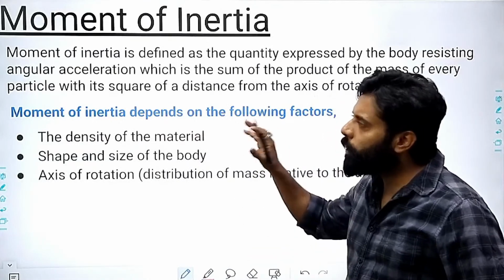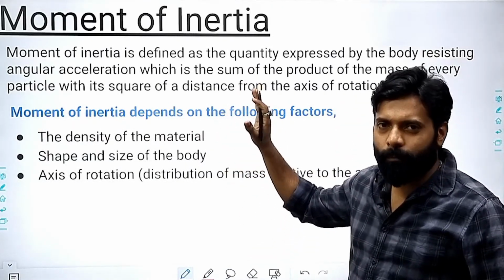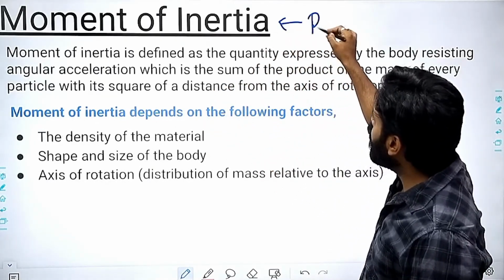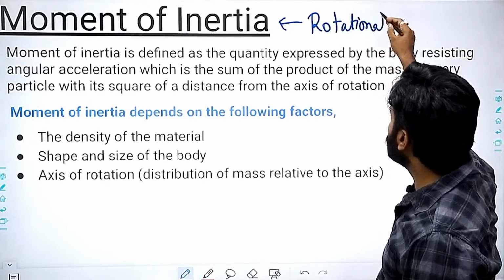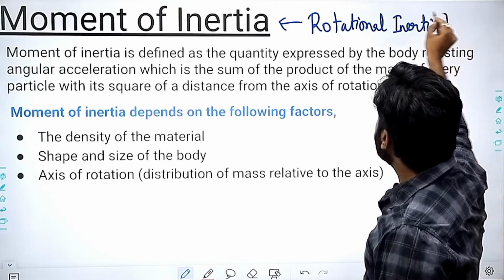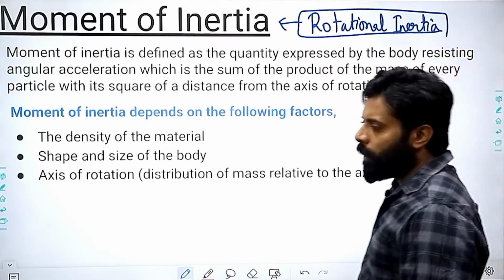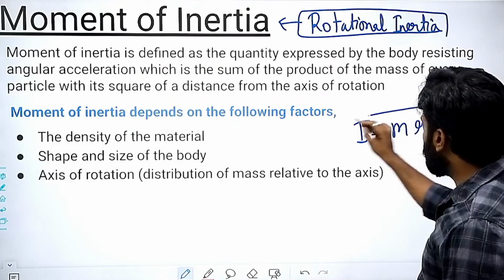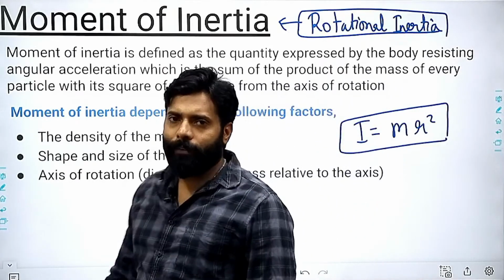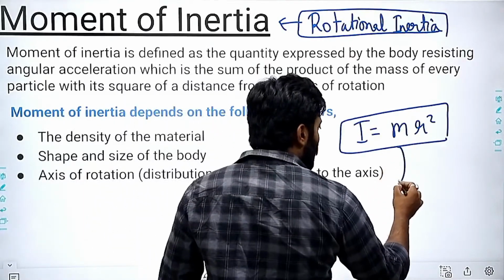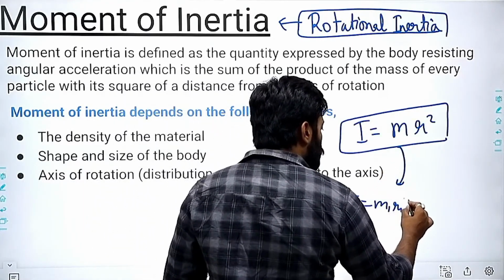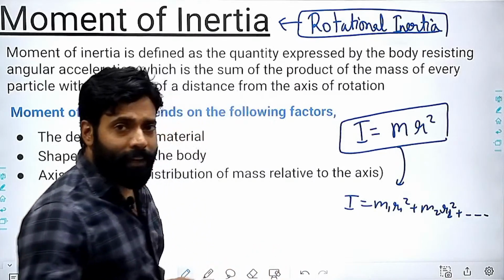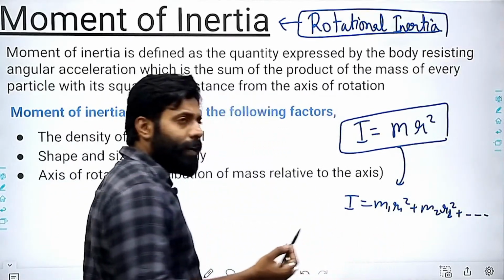Now when I am considering the moment of inertia, the scenario will be the same. This moment of inertia is basically the inertia of a rotating body. I can say that this is rotational inertia. And finding rotational inertia is very simple. The formula is very simple. We will be using I equals mr square. If I have multiple point masses, then I'll be using m1 r1 square plus m2 r2 square and so on. If I have a continuous body, then I'll be using the integration method.